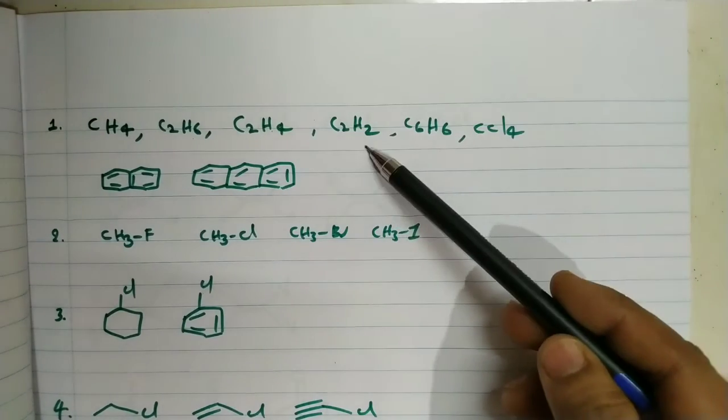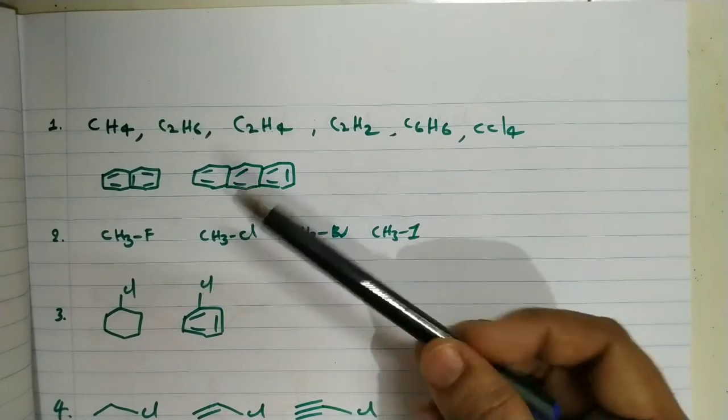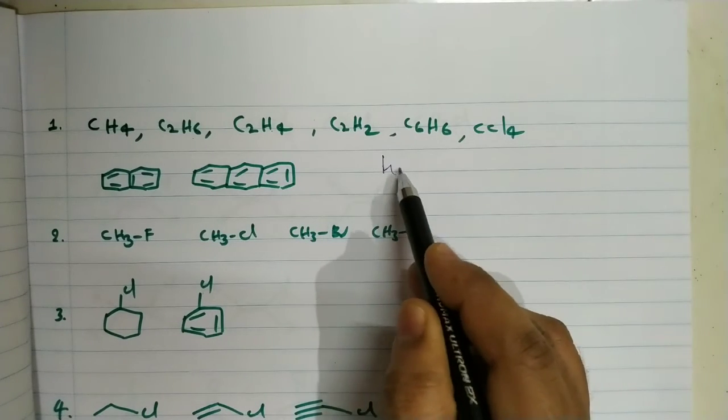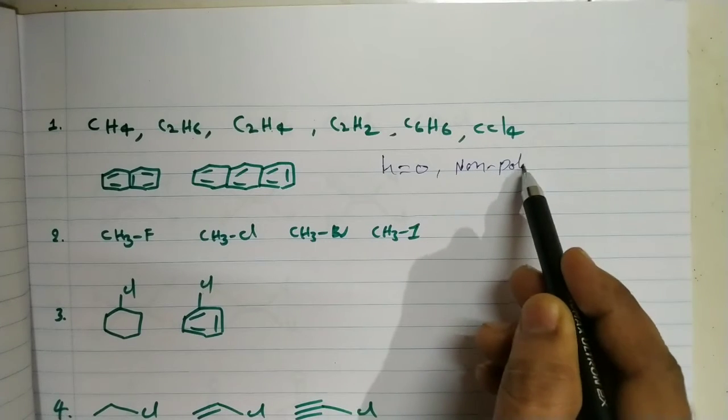acetylene, C6H6 benzene, CCl4, naphthalene, anthracene. For all these molecules the dipole moment equals 0. These are the non-polar molecules.